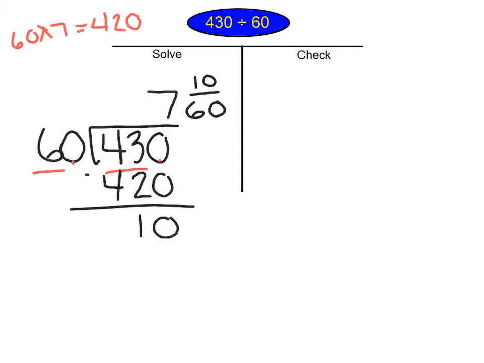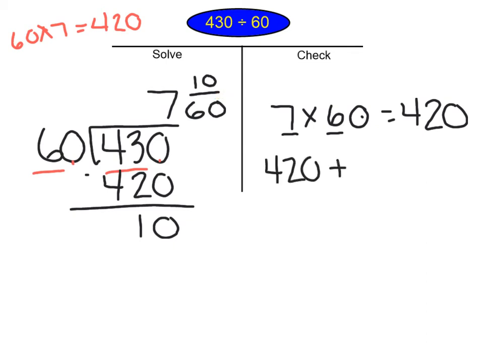Now to check, I need to take my quotient, multiply it by my divisor. So I need to take 7 times 60. Again, 7 times 6 is 42, times 10 is 420. Now I need to add that to my remainder, which was 10. 420 plus 10 equals 430. And that 430 should be equal to my dividend of 430. And if it is, I know that my answer checks, and I've got the right answer. So 430 divided by 60 equals 7 and 10 over 60.